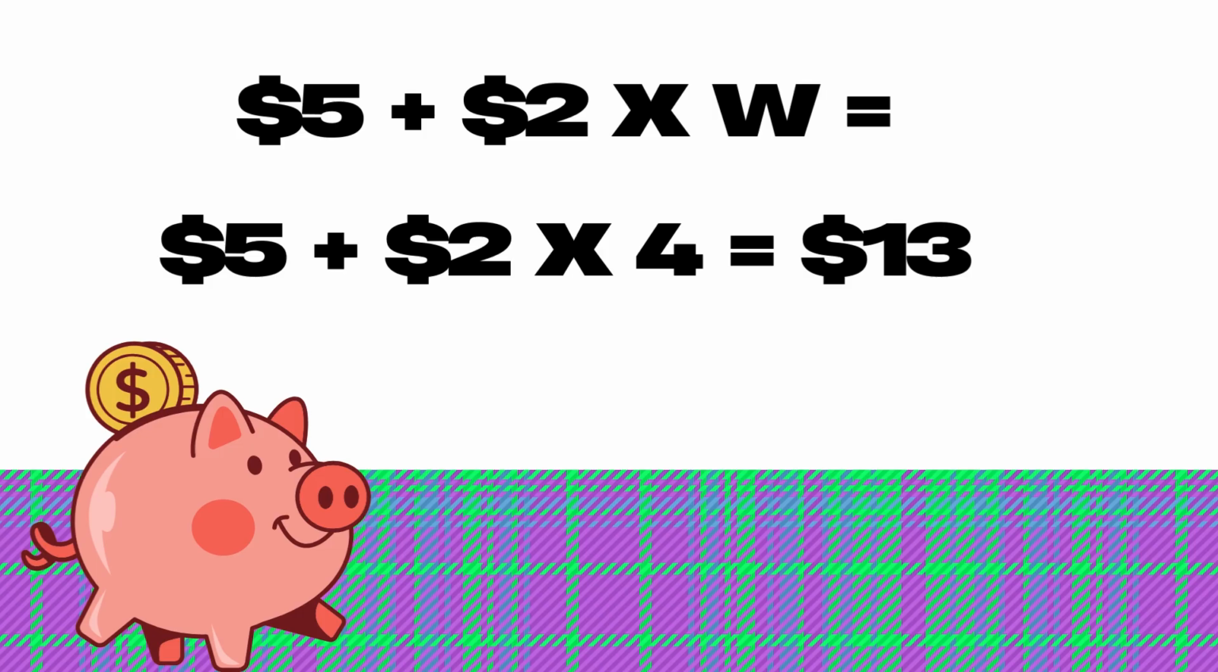Remember, order of operations is still in effect there. You would need to multiply first, 2 times 4 equaling 8, and then add in 5.